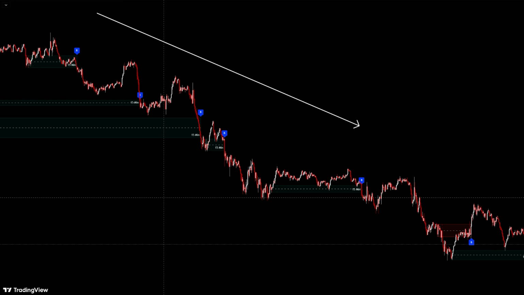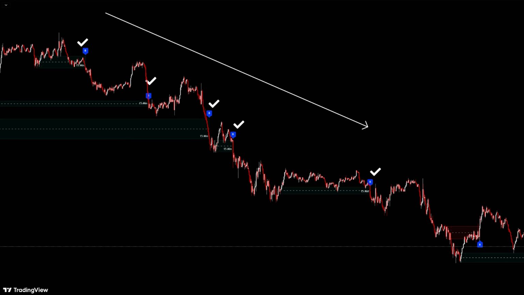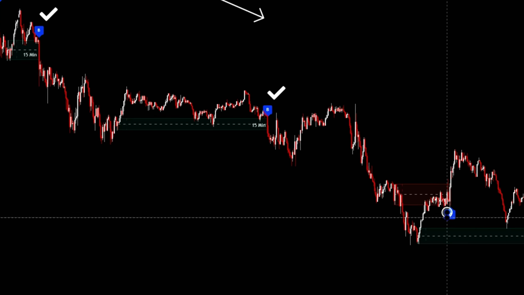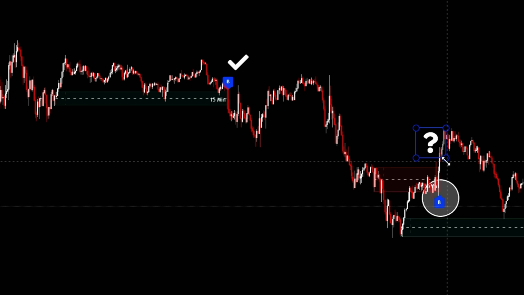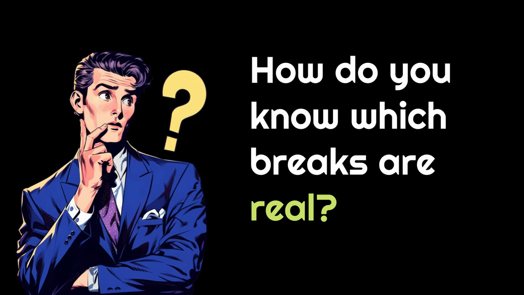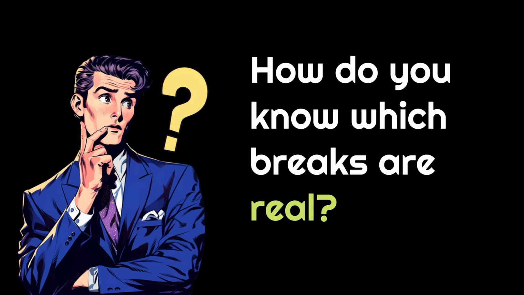But here's where most people still mess it up. If you blindly trade every break, you will still lose money. So now the question becomes, how do we know which breaks are real? This is where the second layer comes in. I add one confirmation tool, just one, the Range Oscillator.